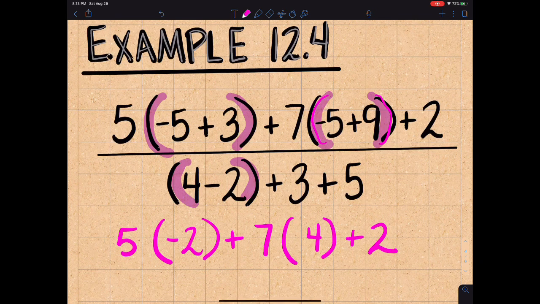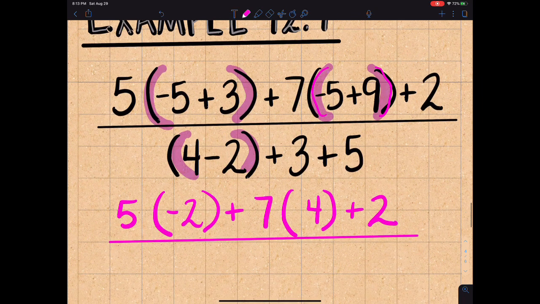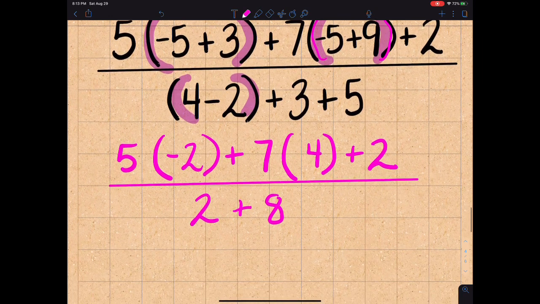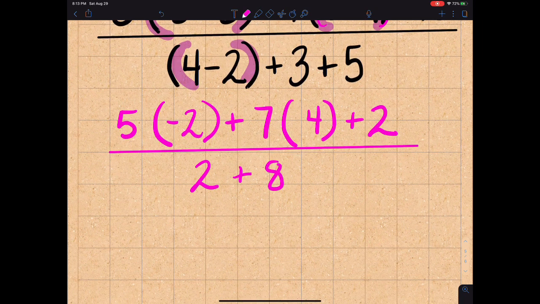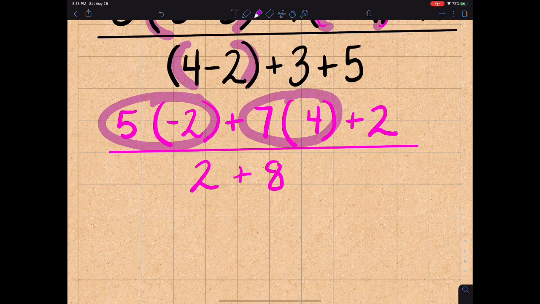And then I wonder if maybe we should just, no, let's do the denominator too. Let's do the denominator. So 4 minus 2 is 2 plus 3 plus 5. So plus, I'm just going to write plus 8. Okay, and then let's simplify that again. So we're going to do this part first, the multiplication, to simplify it again.